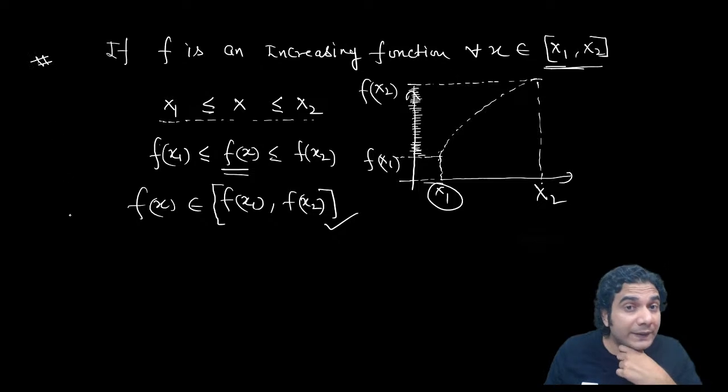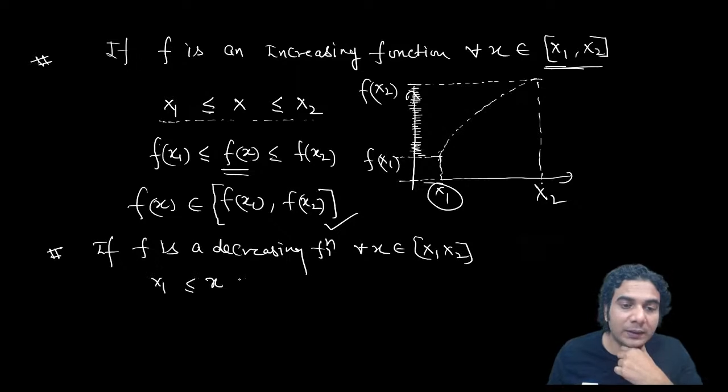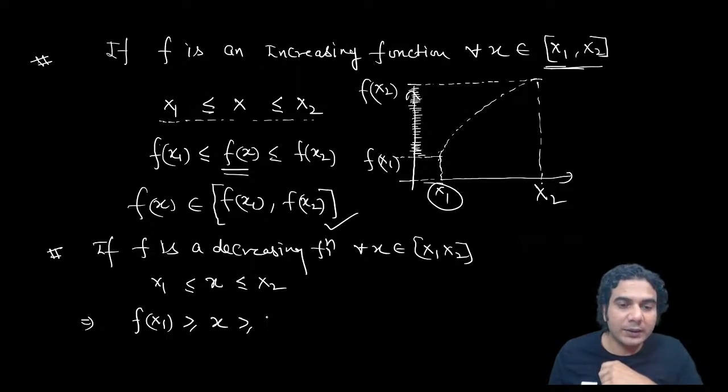Now the second point is f is decreasing. If f is a decreasing function for all x belonging to x1 to x2, then what will be the range? In this case, you write x is greater than or equal to x1 and less than or equal to x2. This is the range of x. Then, while putting this decreasing function f, the inequality will be reversed. That is the main difference.